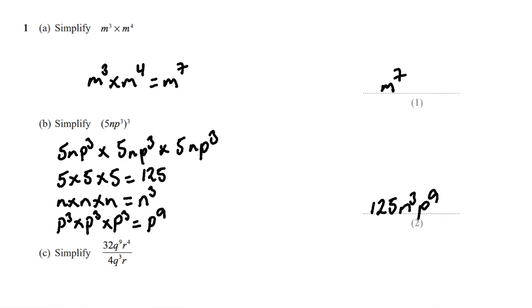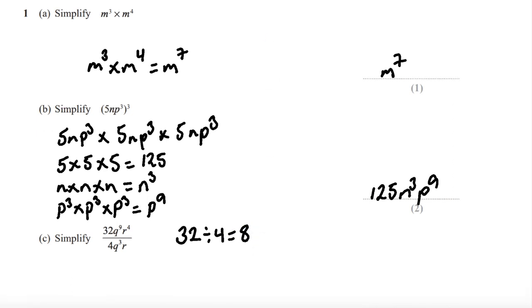1c, simplify 32q raised to the power of 9 r raised to the power of 4 divided by 4q cubed r. It's important to remember when you're dividing and the base variables are the same, we're going to subtract the powers. So the first thing I'm going to do, I'm going to divide 32 by 4. So 32 divided by 4 equals 8.